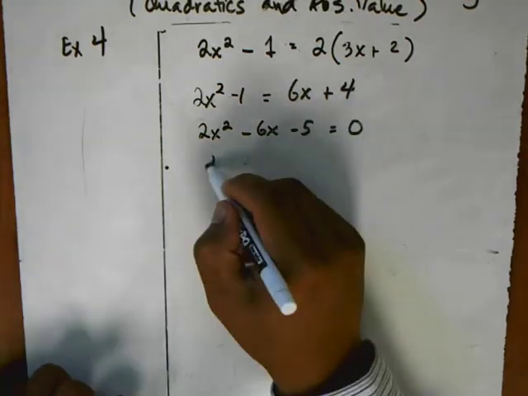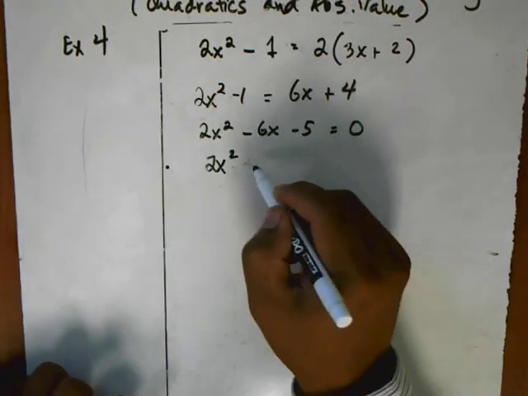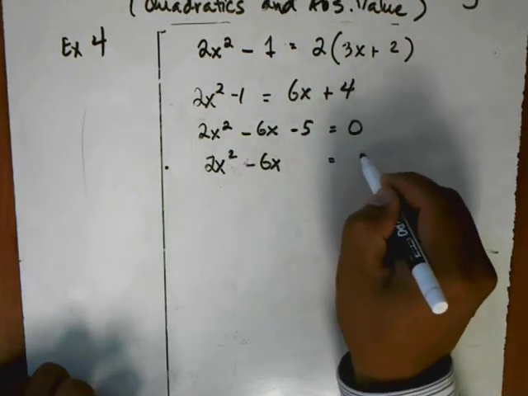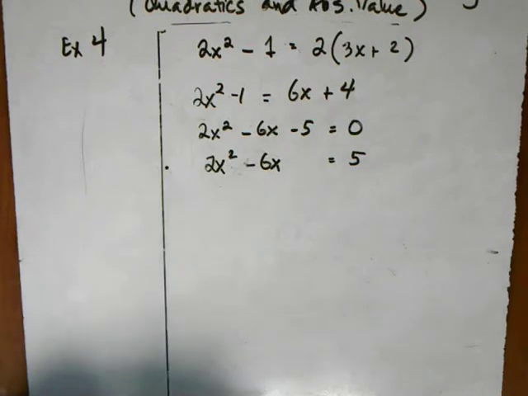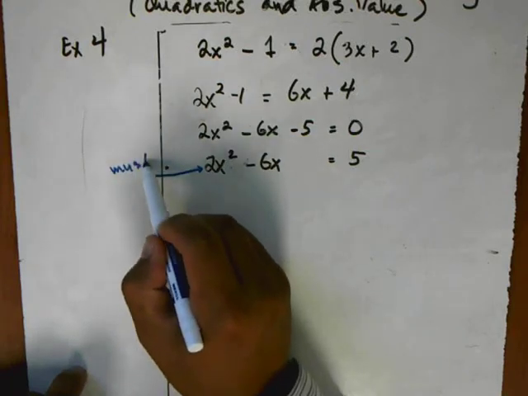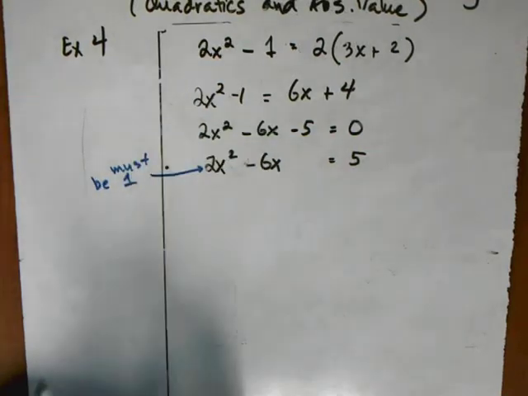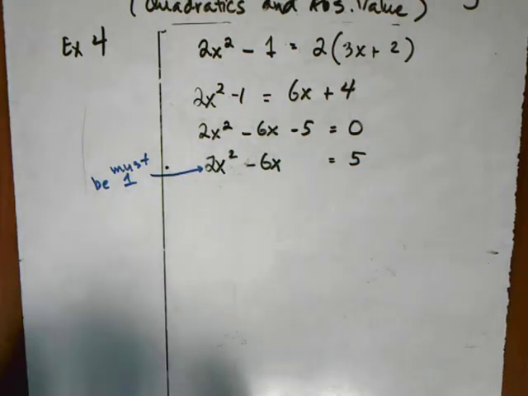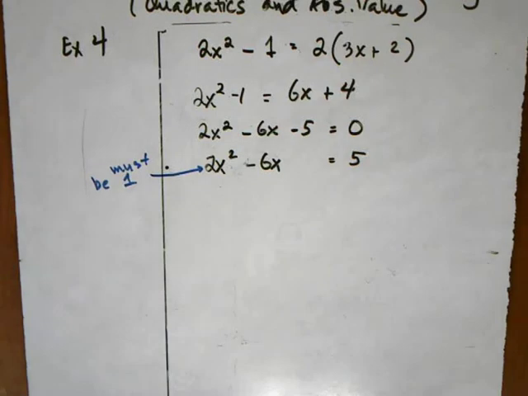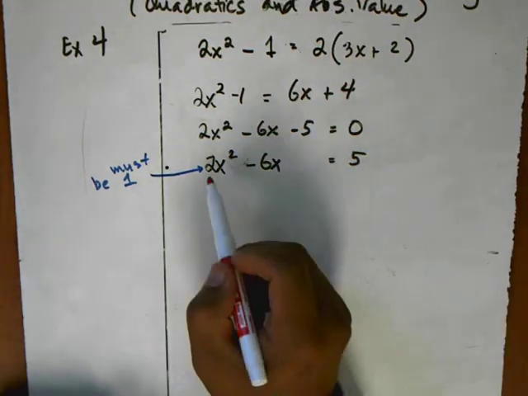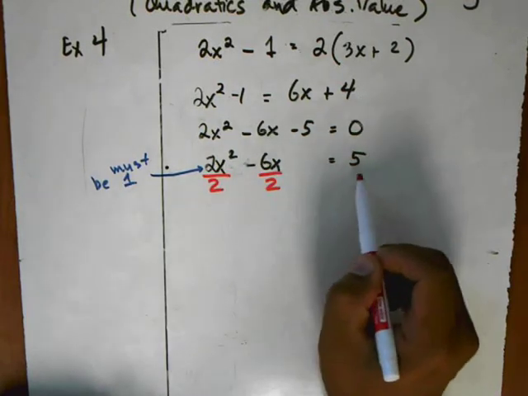Now, we'll start by taking 2x squared, subtracting 6x, and then just moving 5 to the other side. Okay. Now remember what I told you before, that for completing the square, this coefficient must be 1. If the coefficient for x squared is not 1, this simply doesn't work. So our solution to that is just to take this coefficient, whatever it is, and divide everything by it. So I'm going to divide everything by 2.